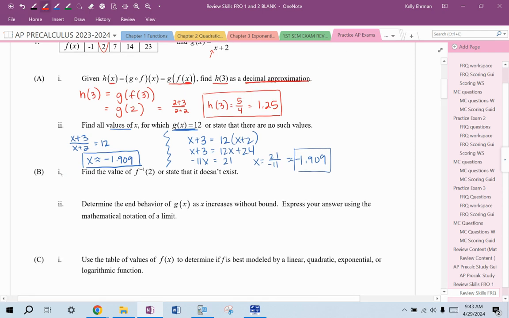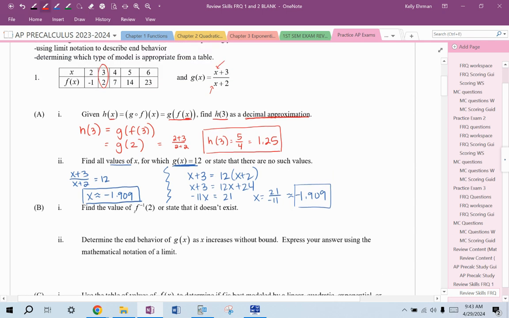Part B, part 1 says find the value of f inverse of 2. So this does not mean 1 over f. This means f inverse, or state that it doesn't exist. So what does this mean? Remember, f inverse of 2 means: does f of x have an output of 2? And if so, where does that happen? That's kind of confusing, right?